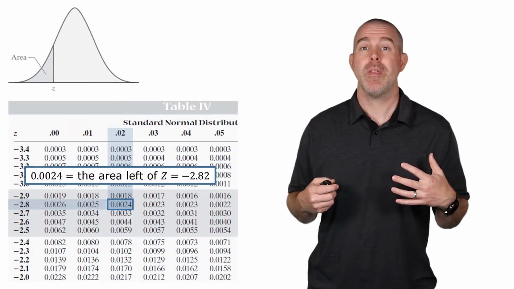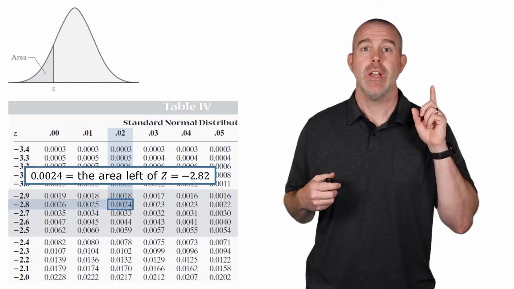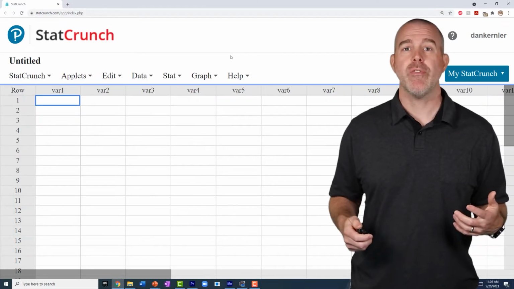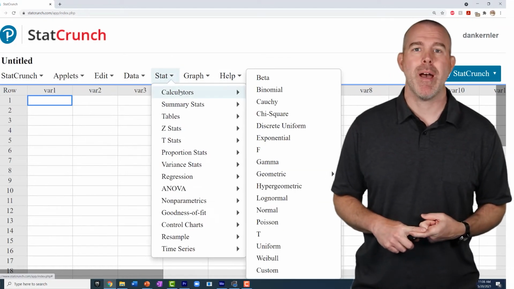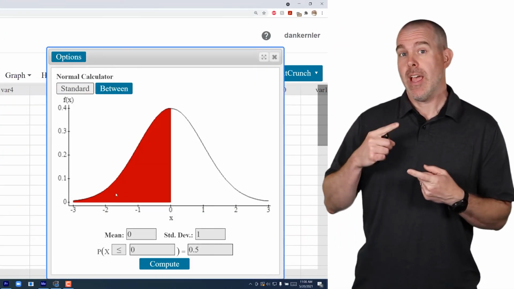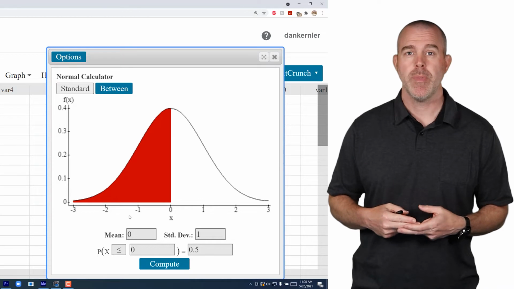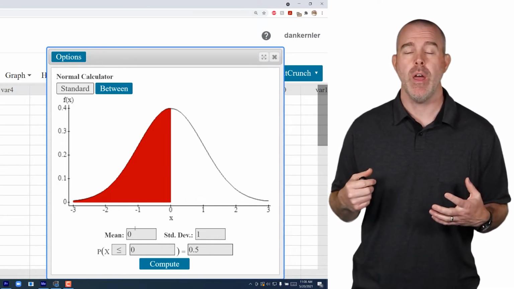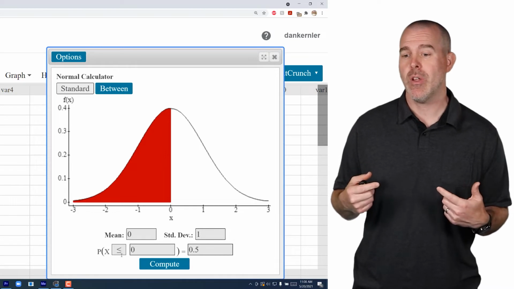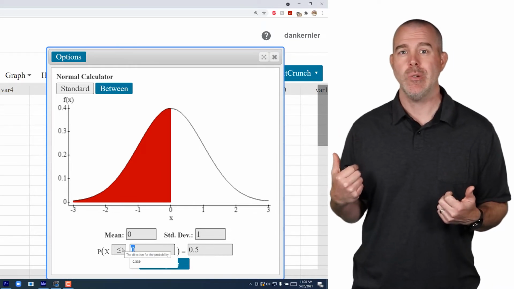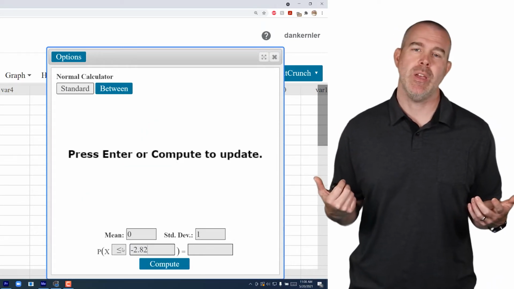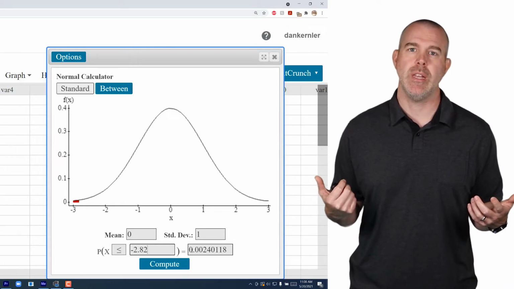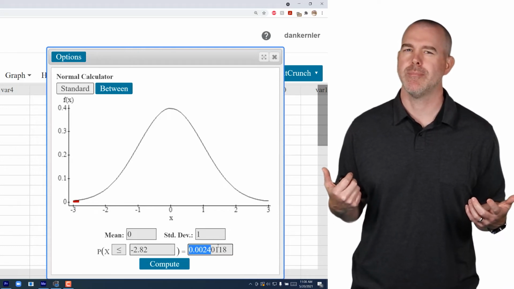Again, my students, we're going to be using a calculator in StatCrunch. So let's do that next. It's pretty straightforward. The calculators, you've done this for binomial, so we're going to go Stat, Calculators, and then do Normal. The default is the standard normal distribution, so you'll see 0 and 1. And we want to go less than or equal to negative 2.82. Hit compute, and then you get the 0.0024, just like we did on the table, but a little bit easier.